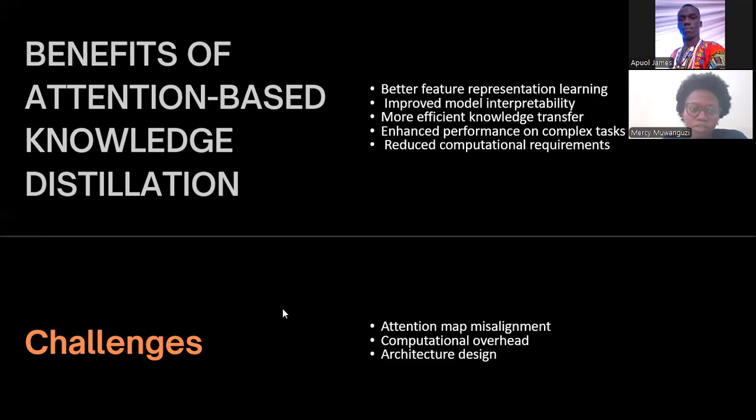Then moving next to the benefits of the attention-based knowledge distillation. It's a better feature representation, where you can easily know that this feature relates with this, and it's important for the model to learn. And there is improved model interpretability, where you can easily understand what the model is doing because you're focused on specific things. Then there is more efficient knowledge transfer, because here now the model is not having a lot of information, only the specific features have been transferred to the student model, so it doesn't have a bottleneck of information.